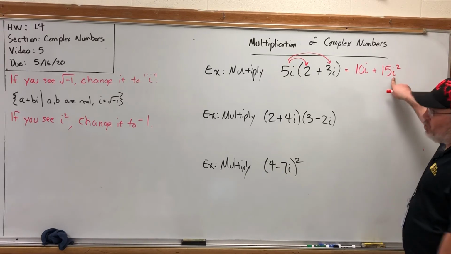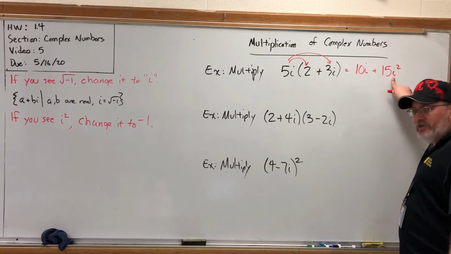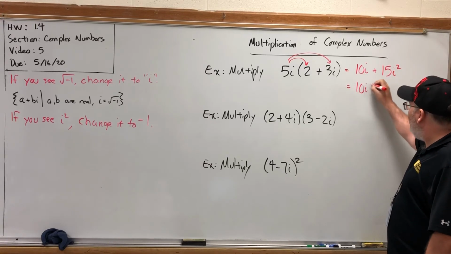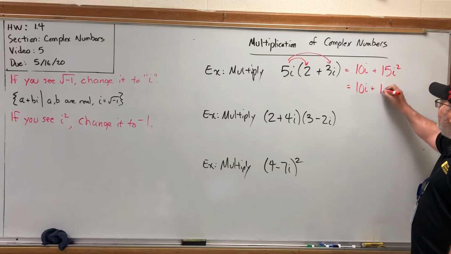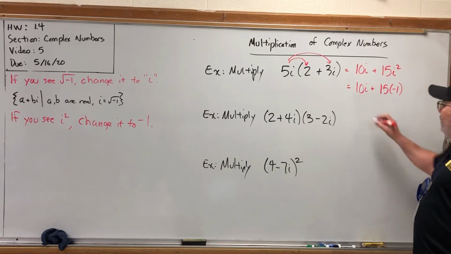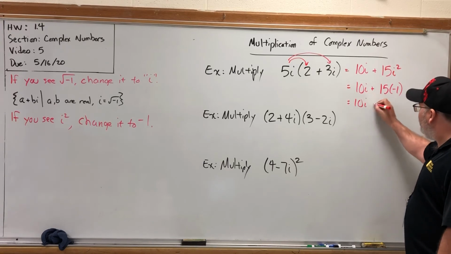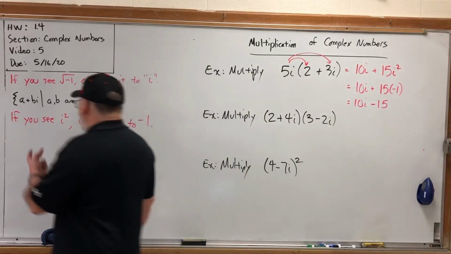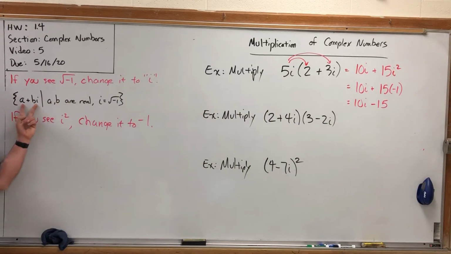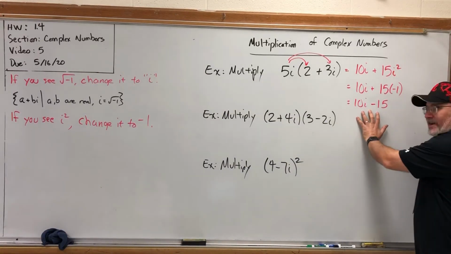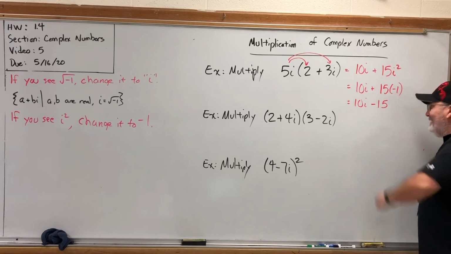But hey, I see an i squared, and according to that sentence, when I see it, I should change it to -1, so I'm going to. So instead of 10i plus 15i squared, this becomes 10i plus 15 times -1. Oh, I know 15 times -1. It's -15. This looks a little bit better. Remember, we're trying to get a complex number answer: something without an i plus something with an i. We're practically there. This answer is actually correct. If you typed it in the homework, it would say it's right.